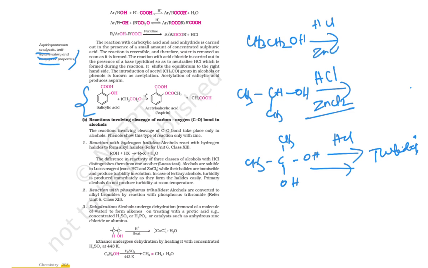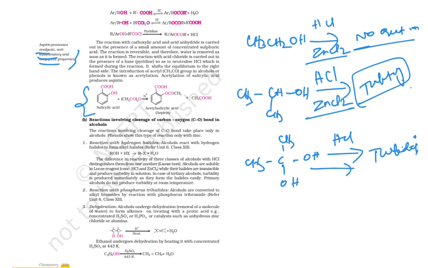But even though ZnCl2 is added, there is no reaction at room temperature. If I am heating, then only we are able to get it. But after 5 to 10 minutes, we will get the turbidity in the case of secondary alcohol. So if it appears immediately, your alcohol is tertiary alcohol. If it appears after 5 to 10 minutes, then it is secondary alcohol. No reaction at room temperature, that is your primary alcohol. This is how we have to do it in the practical exam.